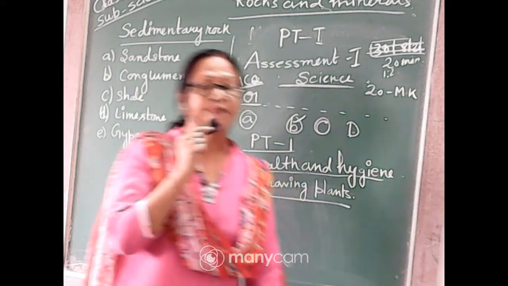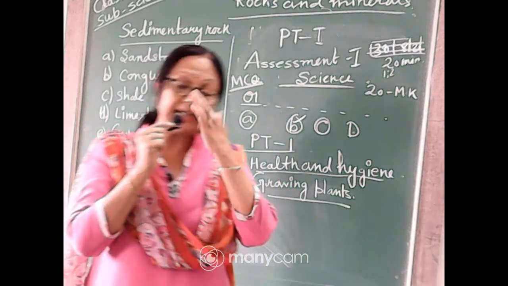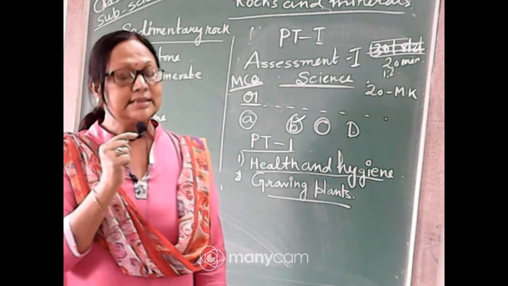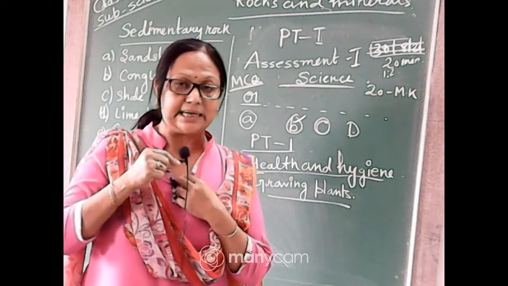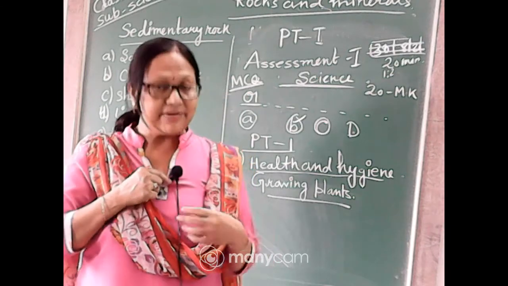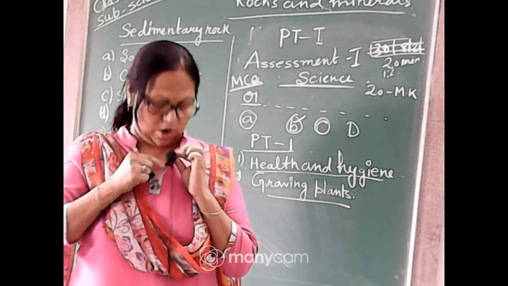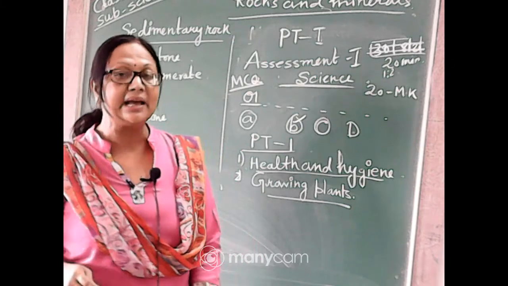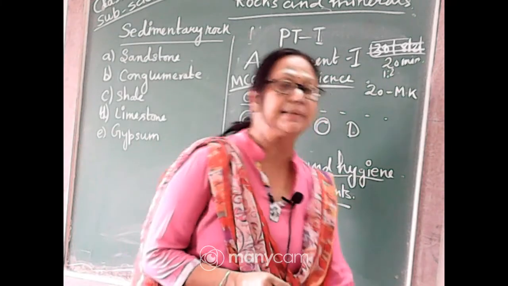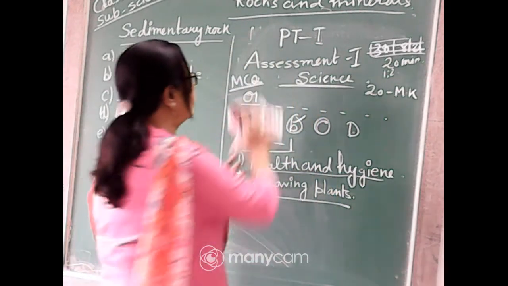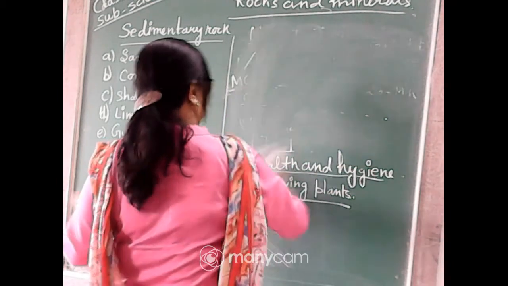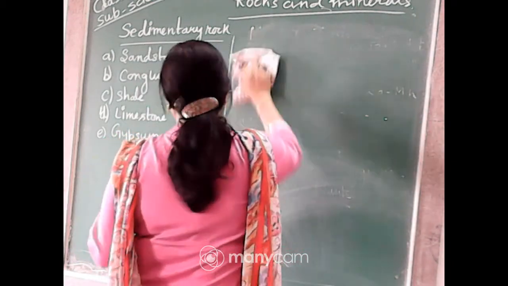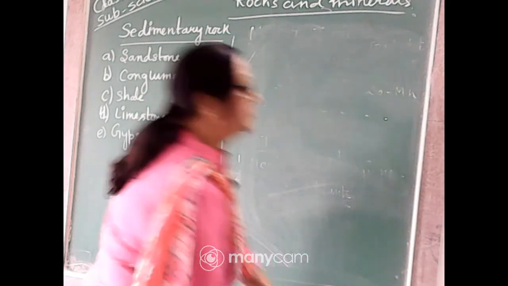Actually the types of rocks are, there are 3 types of rock: igneous rock, sedimentary rock, and metamorphic rock. And we have already completed the first one, igneous rock. Even we have completed sedimentary rock, but it was a little bit in a hurry. So I will explain a little bit about the sedimentary rocks. Okay, then we will go for the metamorphic rock.